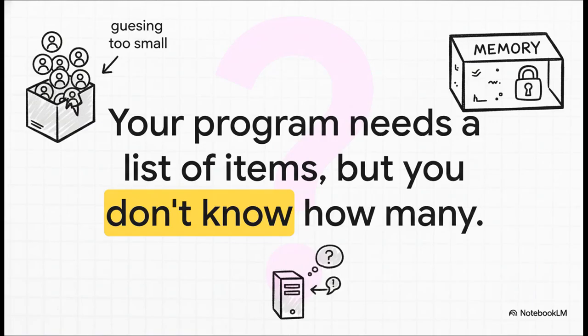Okay, so picture this. We've all been there, right? You need to store a list of, well, anything. Usernames, temperatures, whatever. But you have no clue how many you're going to end up with. Is it 10? Is it 10,000? If you guess too low, your program hits a wall and just breaks. But if you guess way too high, you're just hoarding memory that something else could be using. It's a real balancing act.